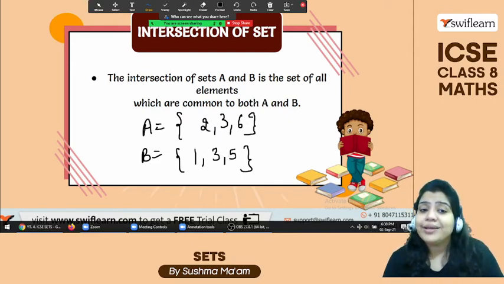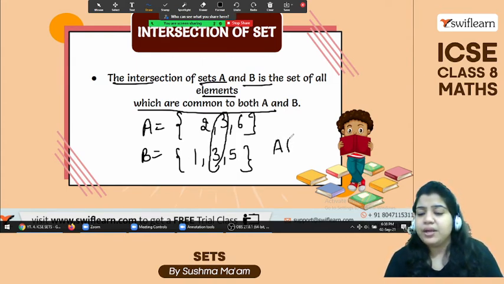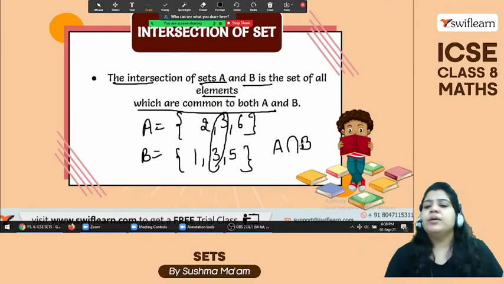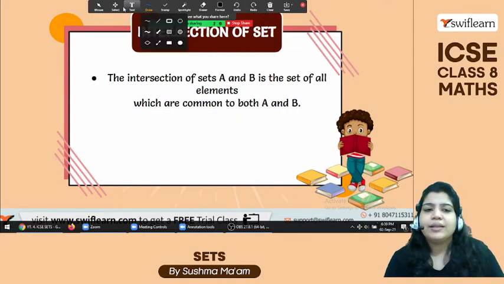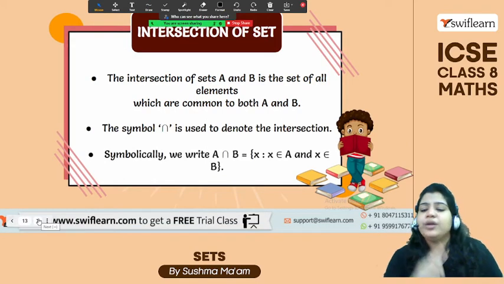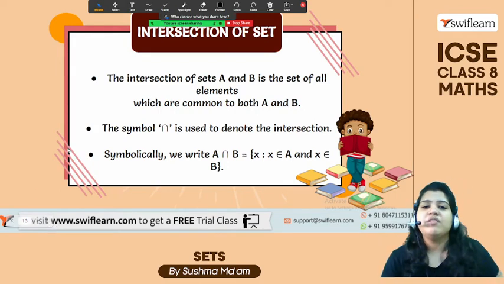So here the intersection of sets A and B is the set of all elements which are common to both A and B. Which is common? 3 is common. So A intersection B. Intersection is just the opposite symbol of union. So that is 3, which is common to both A and B, and that is called the intersection. Okay, so intersection is represented here with this symbol.